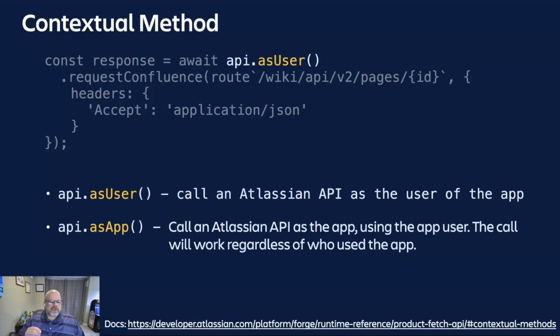As an example, there's also api.asApp. So an app can have different permissions than a user, and you can call an Atlassian API as the app using the app user, and this call will work regardless of who used the app. So you could potentially use this to get back information about all of the pages. It might be best to use this kind of call for trying to do a report or something for an admin, and you can maybe count all the pages, even those that you as the user don't have access to. Really simple example. But we're going to use the API as user in our app here so that we can just call information about the page that we're on.